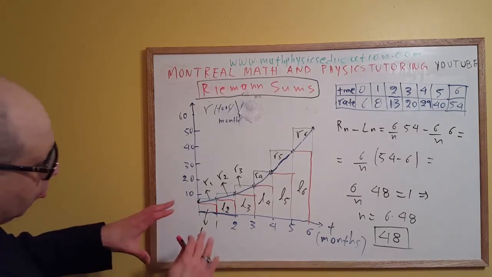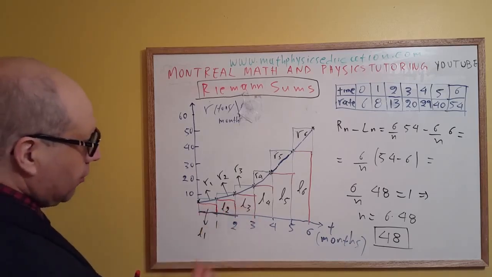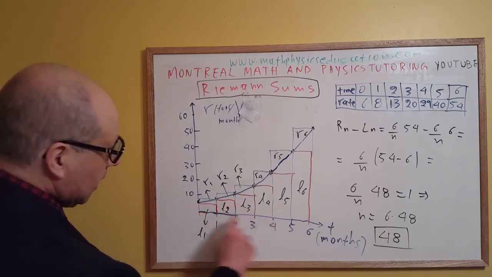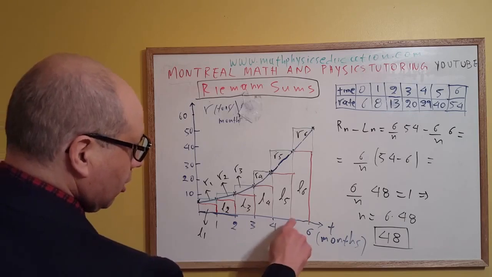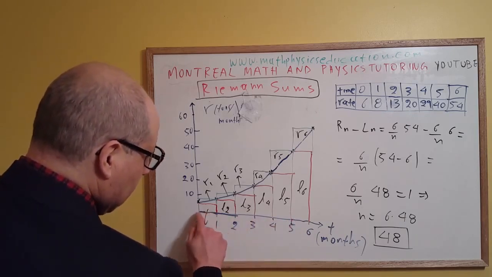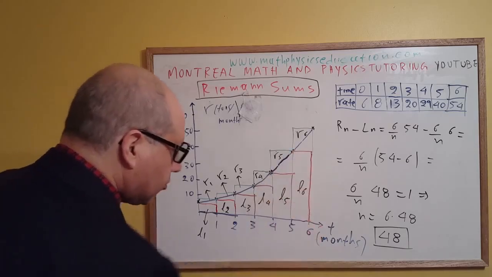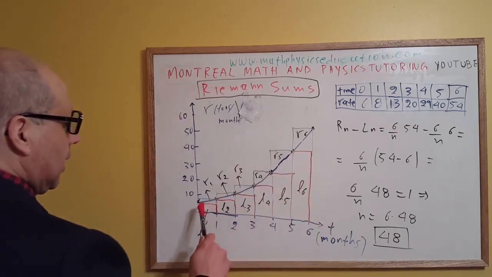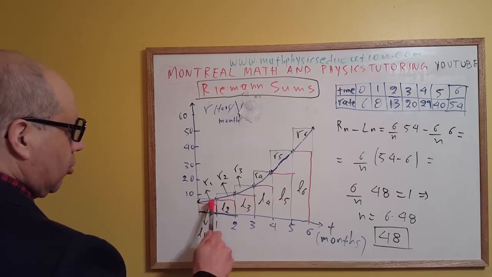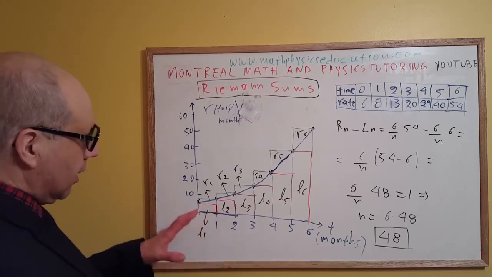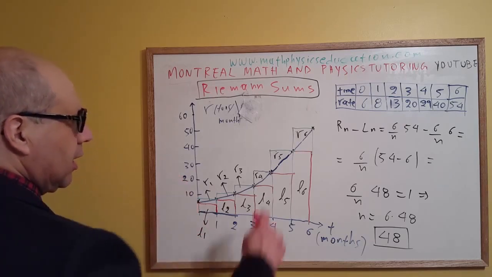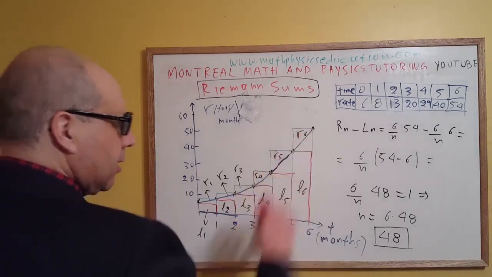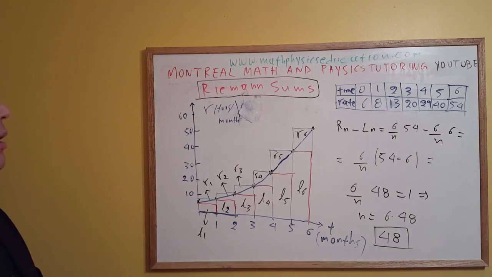Just for visualization of the problem, I take the delta t to be 1. That means I will have 6 such rectangles. As you see here, the ones with a red line are the left-hand rectangles, and the ones with green are the right endpoint rectangles.